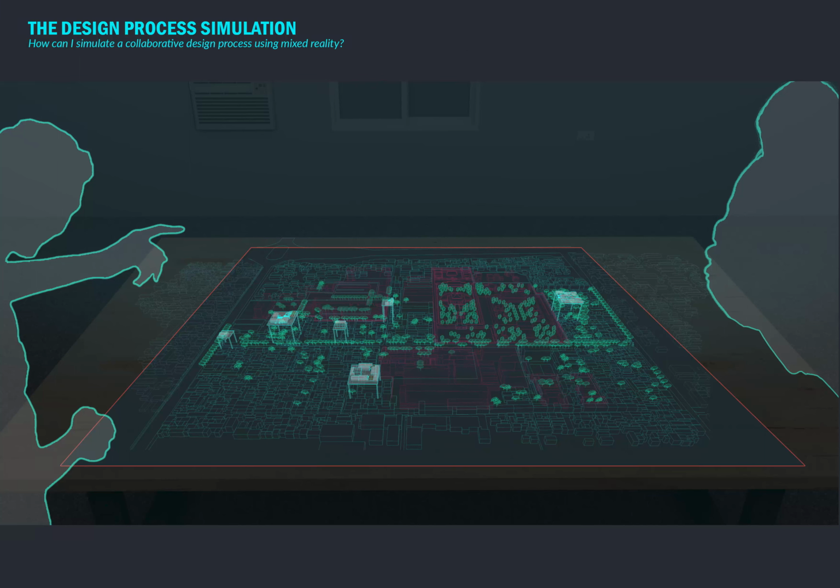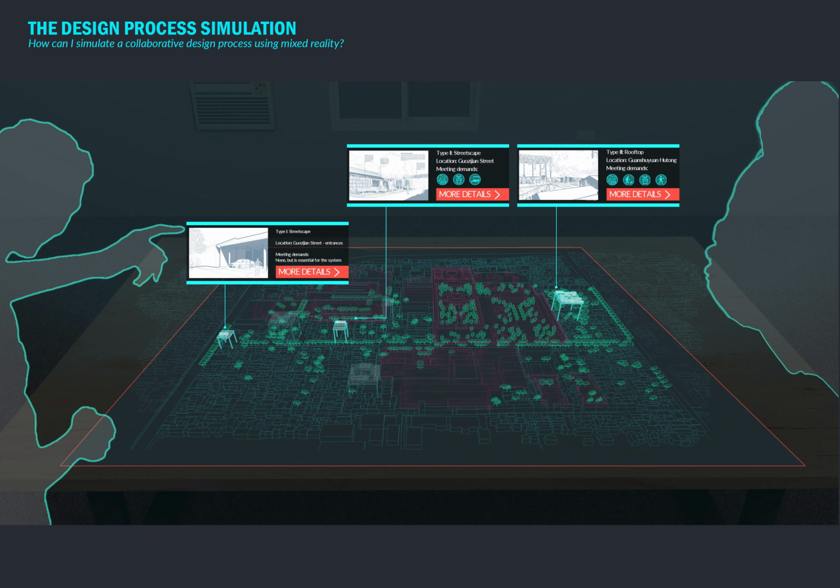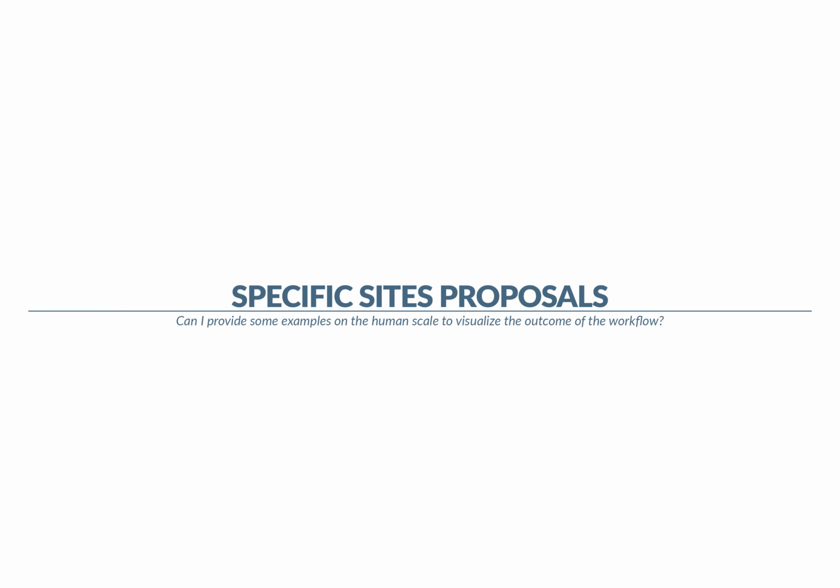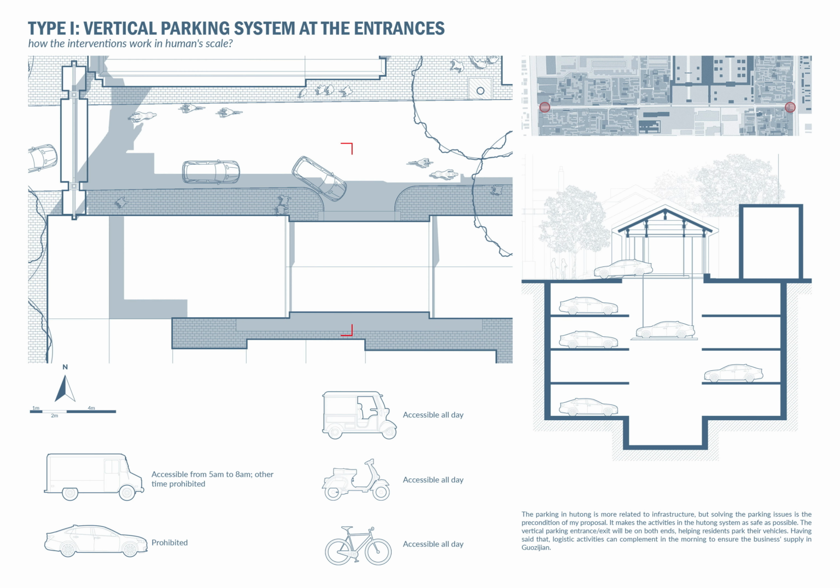After several rounds of this process, we can zoom out to review from the street level. I generated 6 iterations, and 3 of them will be unpacked further in the following chapter. For others, please see the appendix of my DRC. The parking in Huayang is more related to infrastructure, but solving the parking issues is the precondition of my proposal.